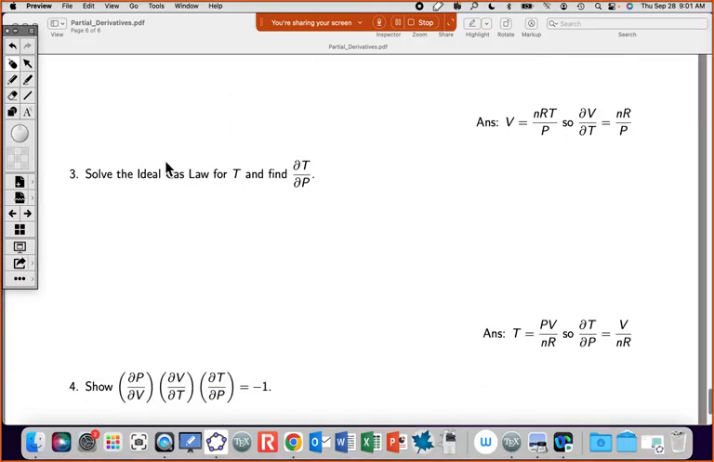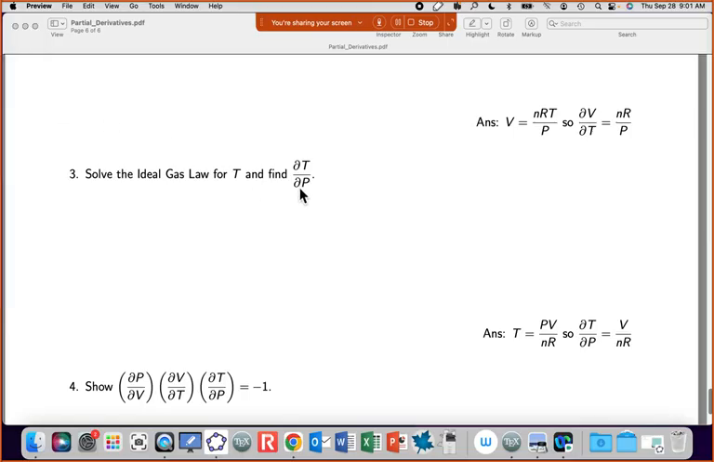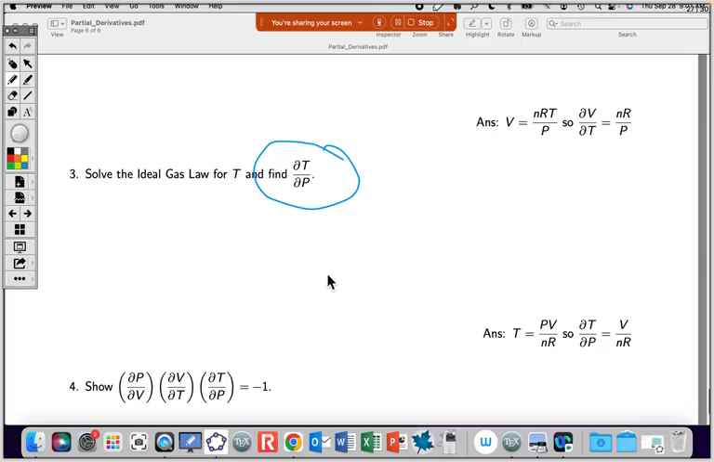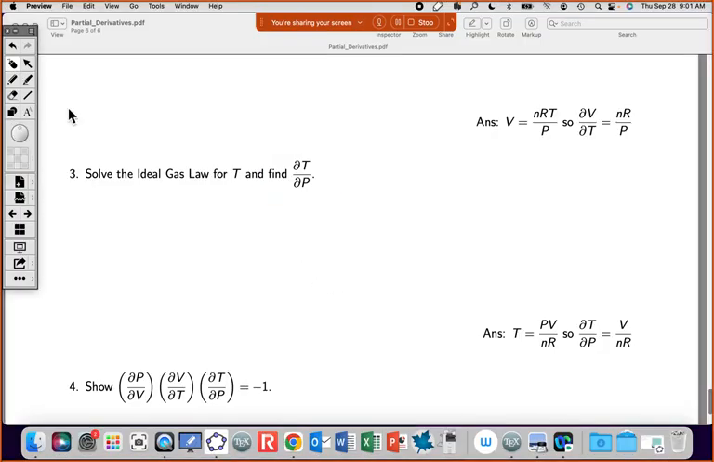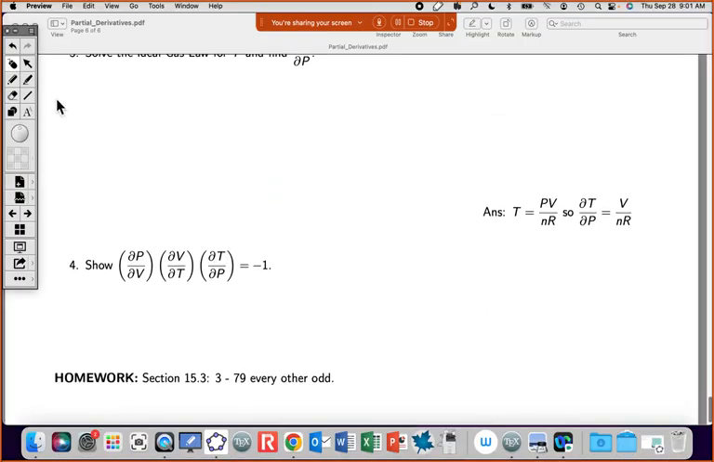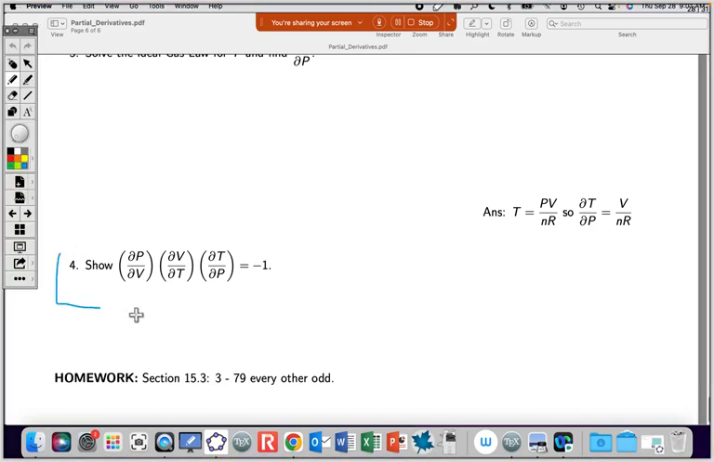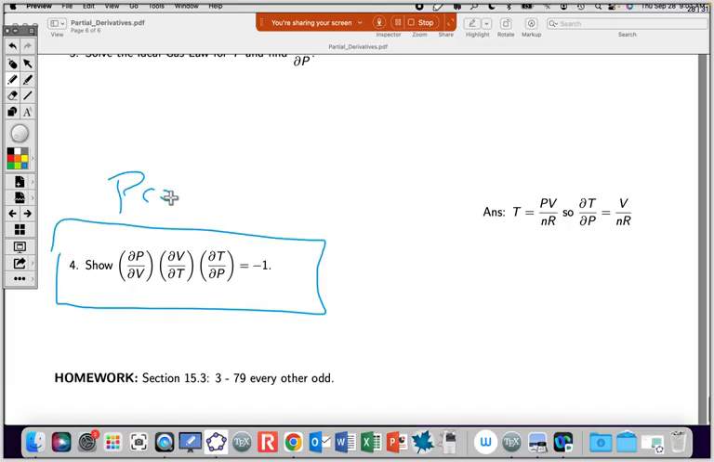And I'll leave this one to you. Rinse and repeat. Solve for T, look at the partial of T with respect to P. And then we have this identity. And this identity can be part of a project. If you're excited about thermodynamics and thermodynamic systems, this is a very important property of the ideal gas law. And systems that have these same sorts of things have this same kind of identity when it comes to their partial derivatives.